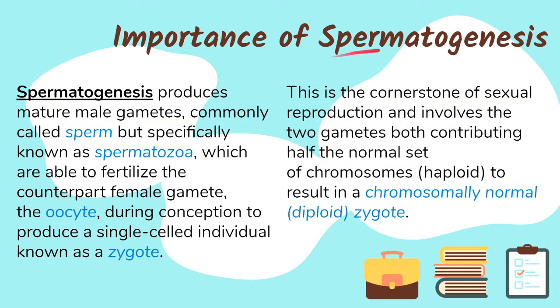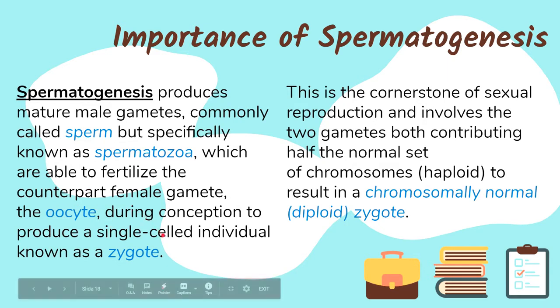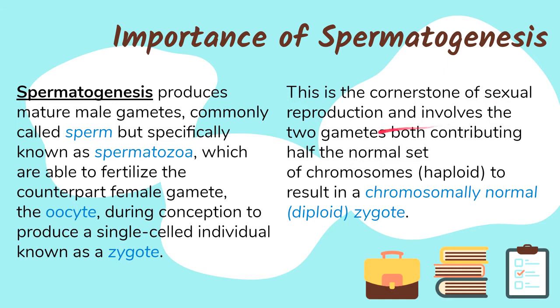So what's the importance of spermatogenesis? Why is it important that this must actually occur properly, without mistake? It is because spermatogenesis produces the male sperm cell, which will then fertilize the egg cell or the oocyte, which will eventually create a new individual, starting from the zygote. So it's important that half of the genetic material of the zygote must be chromosomally normal. This is the cornerstone of sexual reproduction, since there are two gametes contributing to the new organism.